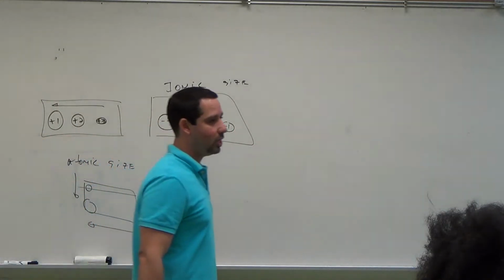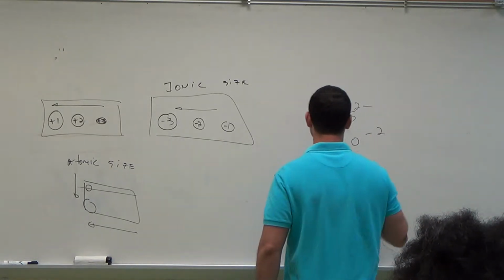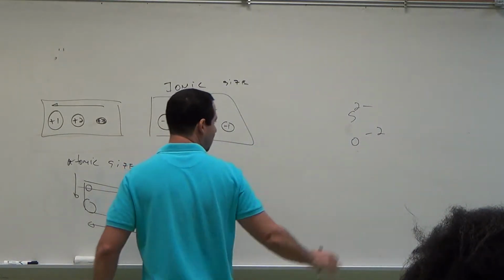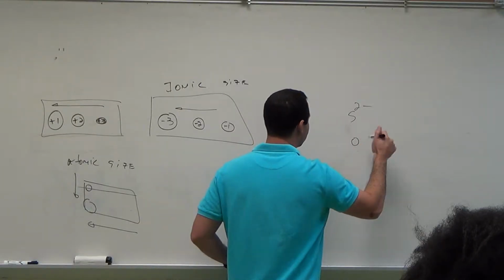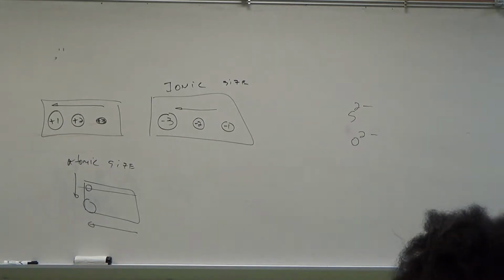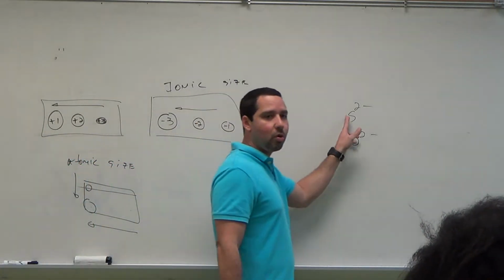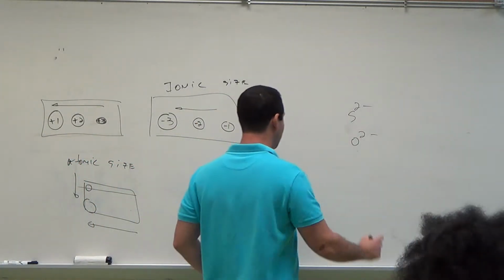So which one is bigger? S2 minus or O2 minus? Which one is bigger? S2 minus is bigger. Why is it bigger? Because it's one down low. Because it's lower, yes, lower.